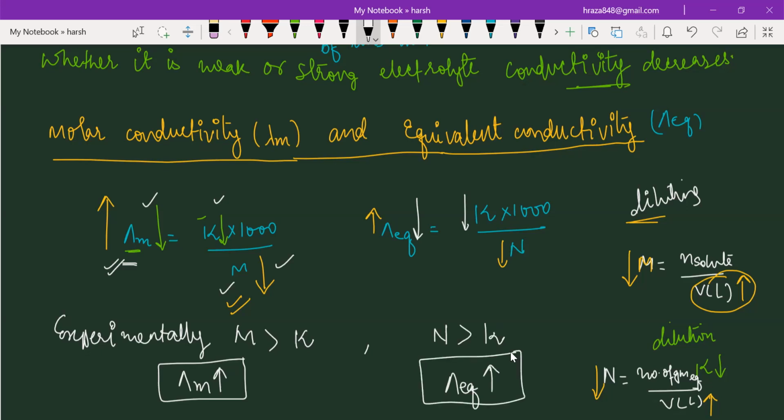So what we concluded here is that the variation with dilution in a weak electrolyte is much greater than in a strong electrolyte. But when we talk about conductivity, with dilution, conductivity decreases in both cases. And with dilution, molar and equivalent conductivity both increase. Is that clear? Please write it.